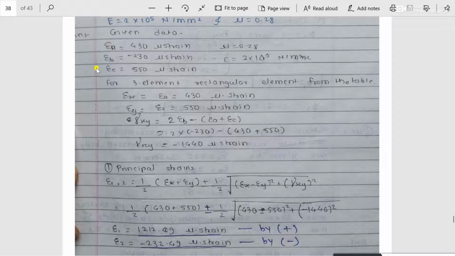Therefore, according to the given data and the type of rosette, initially I have to calculate epsilon x, epsilon y and gamma xy. From the table for the 3 element rectangular rosette, I will take the equations. Epsilon x is equal to epsilon a, which is mentioned in that table. Therefore epsilon x is equal to epsilon a is equal to 430 microstrain.